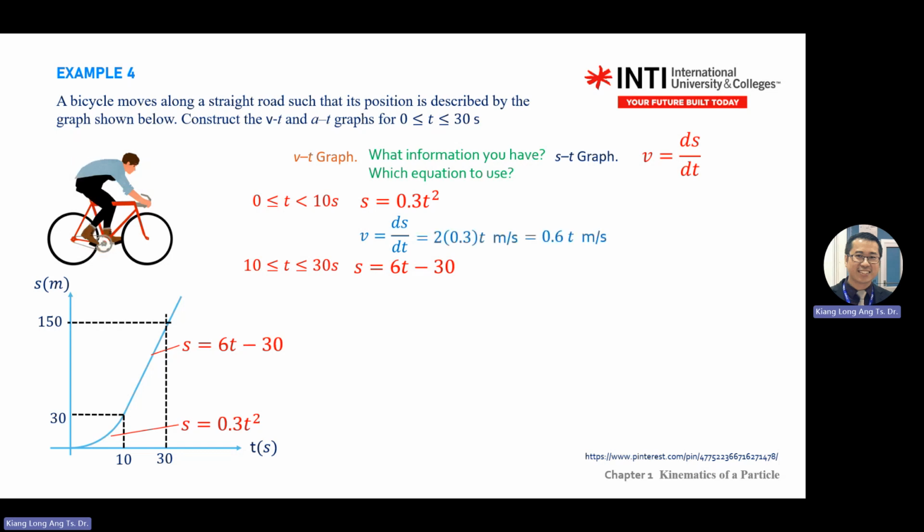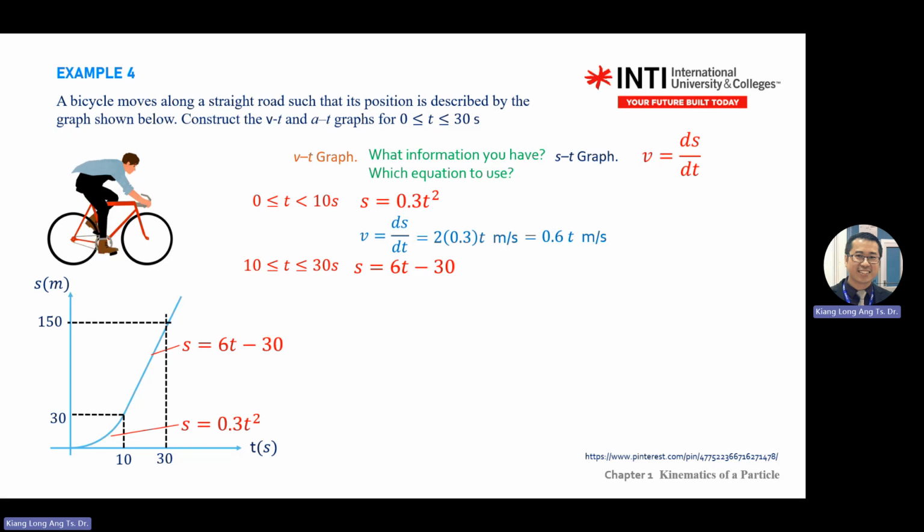Equal to 0.6 t. This is a linear equation, y equal to mx plus c. So it means this quadratic graph becomes a straight line here. And it's positive, it goes up, m positive. So here, just in case you forget, I write y equal to mx plus c. From the derivation, 0 to 10 is 0.6 t, and the equation will be v equal to 0.6 t. Write that on the graph.